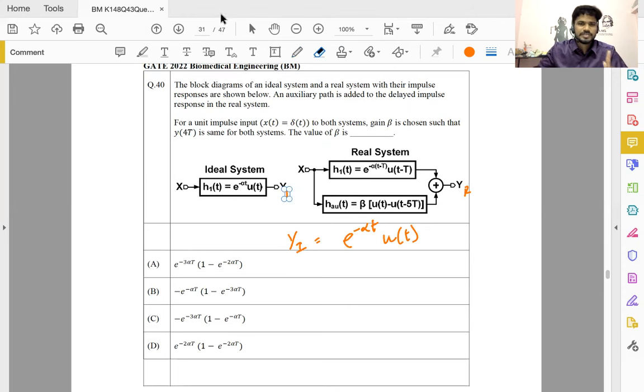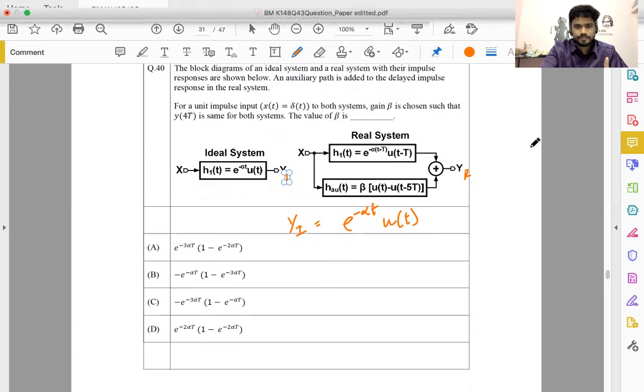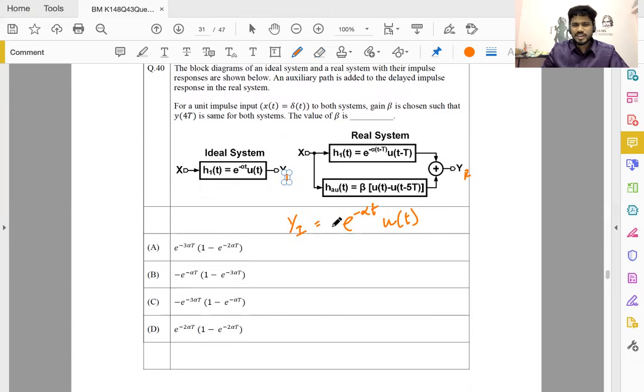Yes, sir. Okay, thanks. Because my recall points are slightly off now. So this is convolved with the Dirac, so you just have that function. Y real is beta into u of t minus phi t. Again, it's convolved with Dirac, so it's the same function, but it's added with the term e power minus alpha (t minus T) times u of t minus T.